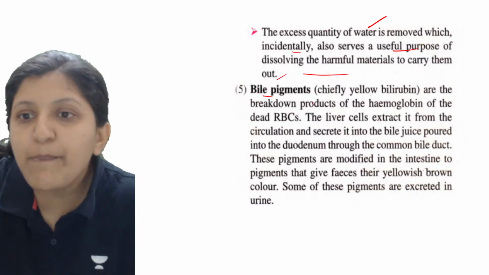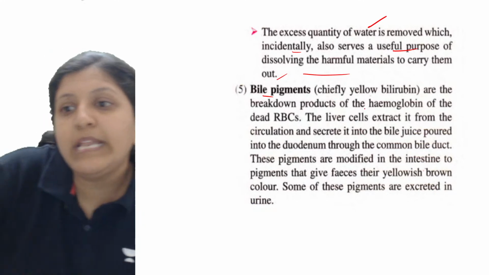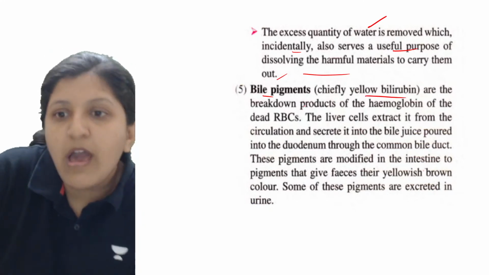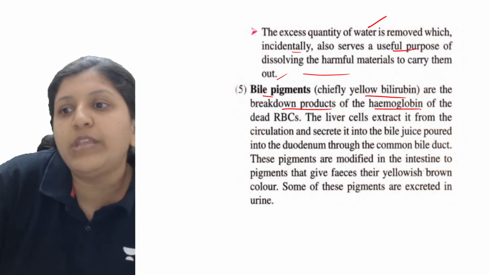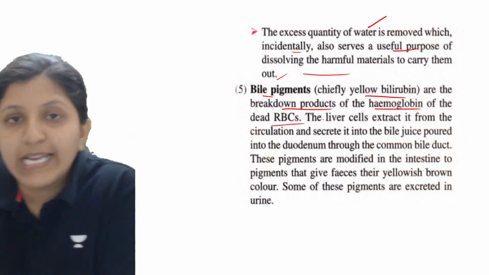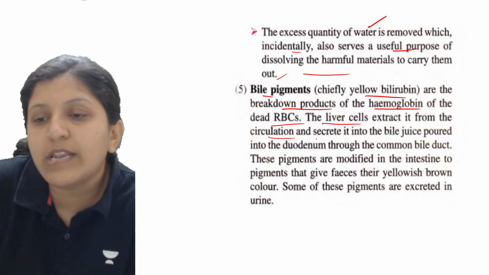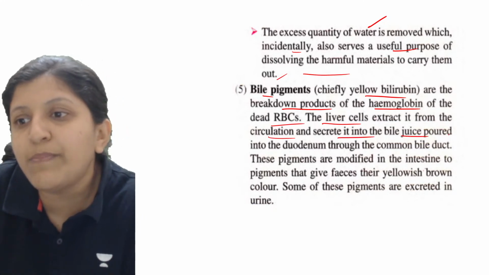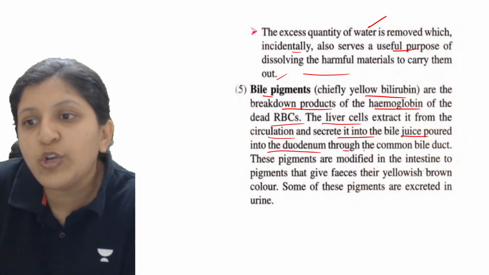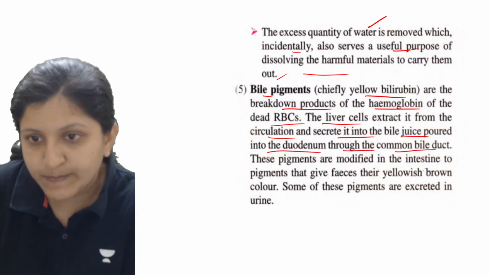Okay, so there are bile pigments, mainly the yellow bilirubin, which are the breakdown products of the hemoglobin of the dead RBCs. The liver cells extract them from the circulation and secrete them into the bile juice, poured into the duodenum through the common bile duct.